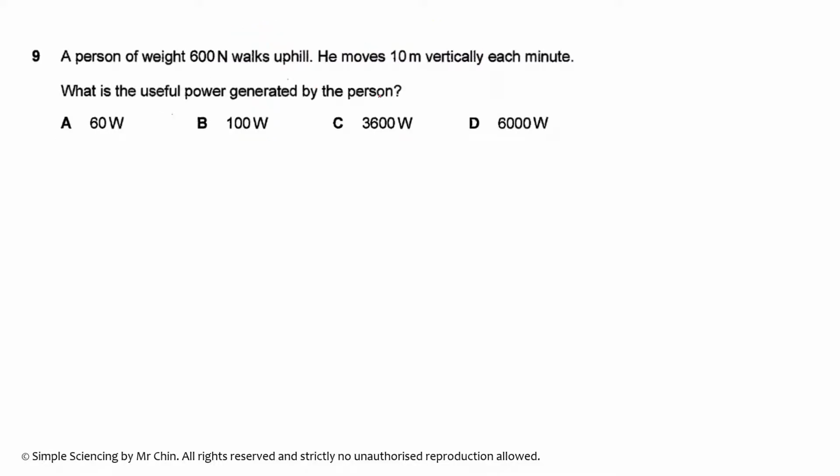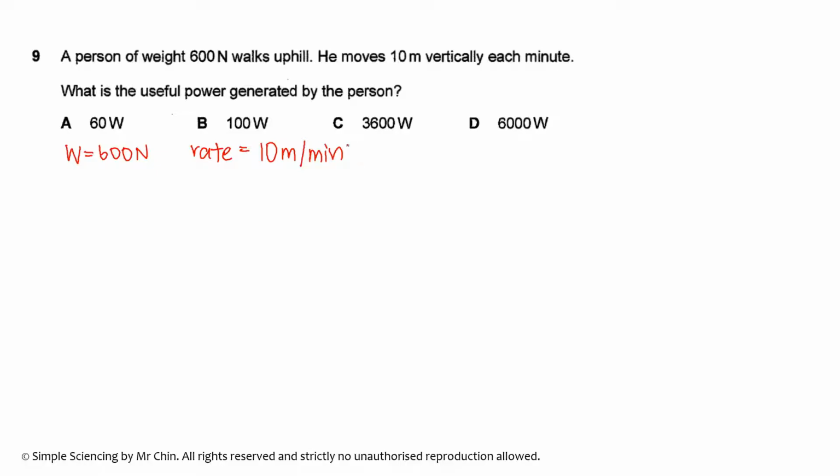Question 9. A person of weight 600 Newton walks uphill. He moves 10 meters vertically each minute. What is the useful power generated by the person? So this person has a weight of 600 Newton. And the rate of movement is given to be 10 meters vertically each minute. So I'll write as 10 meters per minute.